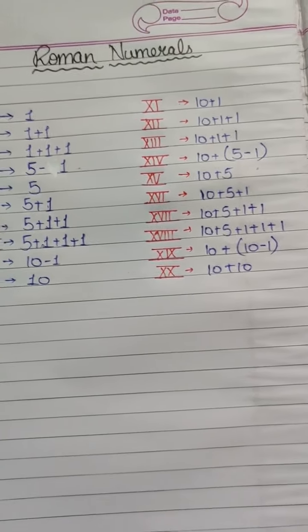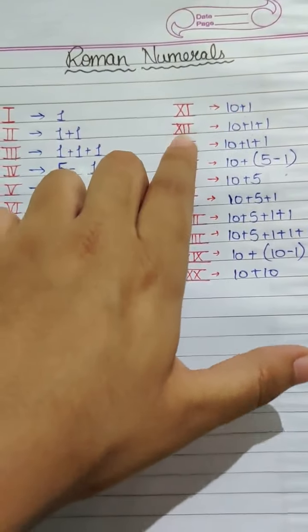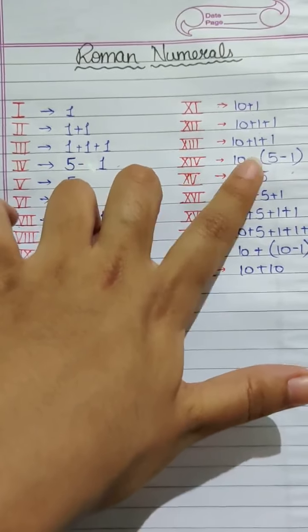Next 11. 11 is 10 + 1 is 11. Then 10 + 2 is 12. Then 10 + 3 is 13.